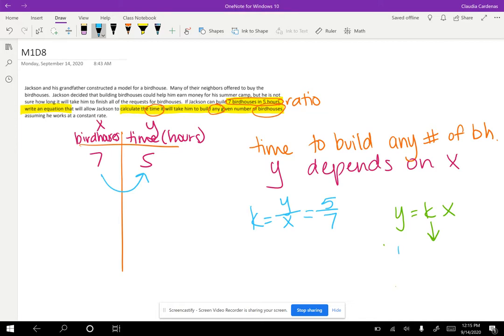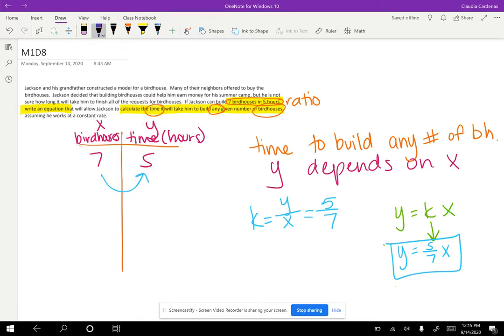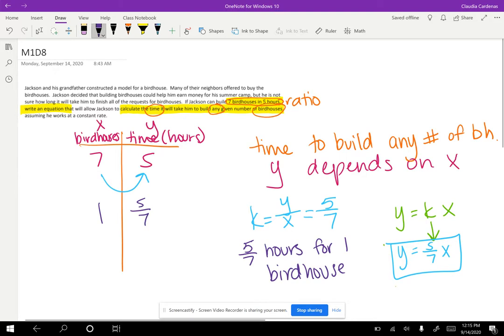So I'm just going to substitute that into my equation over here. And here is our equation, y equals 5 over 7x. Well, what does that mean? Well, it's 5 over 7 what? What's our label? It's 5/7 of an hour for 1 birdhouse. Remember our unit rate, our constant multiplier. So if I put that into the table, 1 birdhouse would take 5 over 7, or 5/7 of an hour. And I can double check that this is true, because 1 times 5 over 7 is 5/7, and 7 times 5 over 7 is 5.